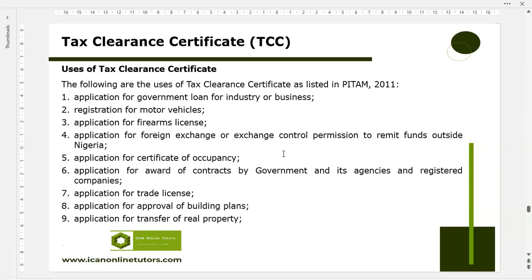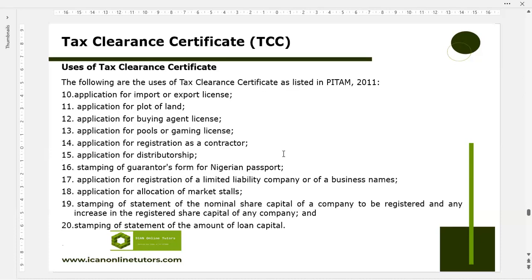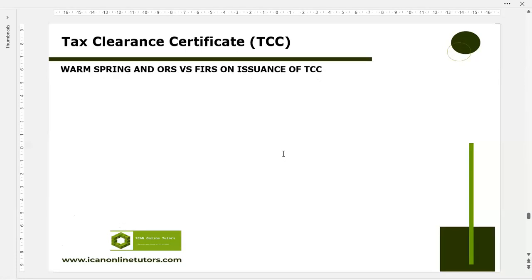Then you want to get a trade license, like people in the aviation industry, so they need tax clearance certificates. It's part of their trading license, okay? So it's part of the application for their trading license. So application for transfer of real property, registration as a contractor, application for plot of land, and a lot more. So that's that.